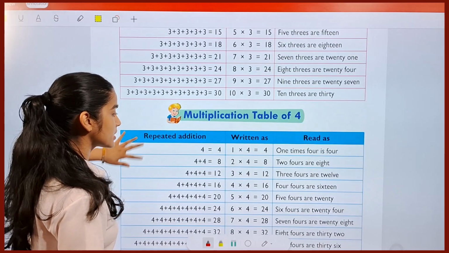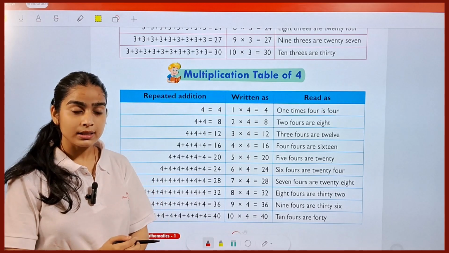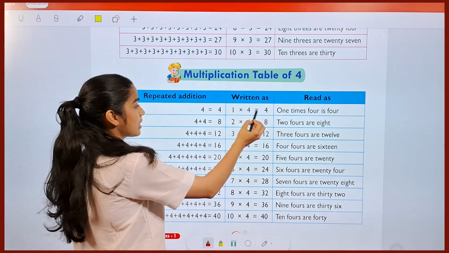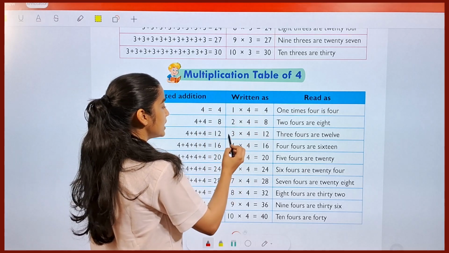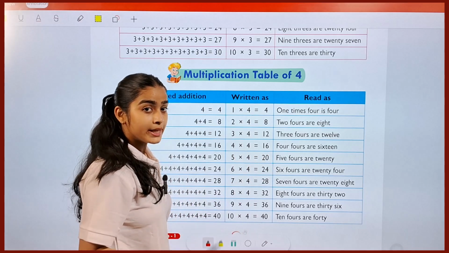Next, we have 4's table. So, students, first you have to read this, then try to learn this, okay? 1 four is 4, 2 fours are 8, 3 fours are 12, 4 fours are 16. All of you repeat after me.